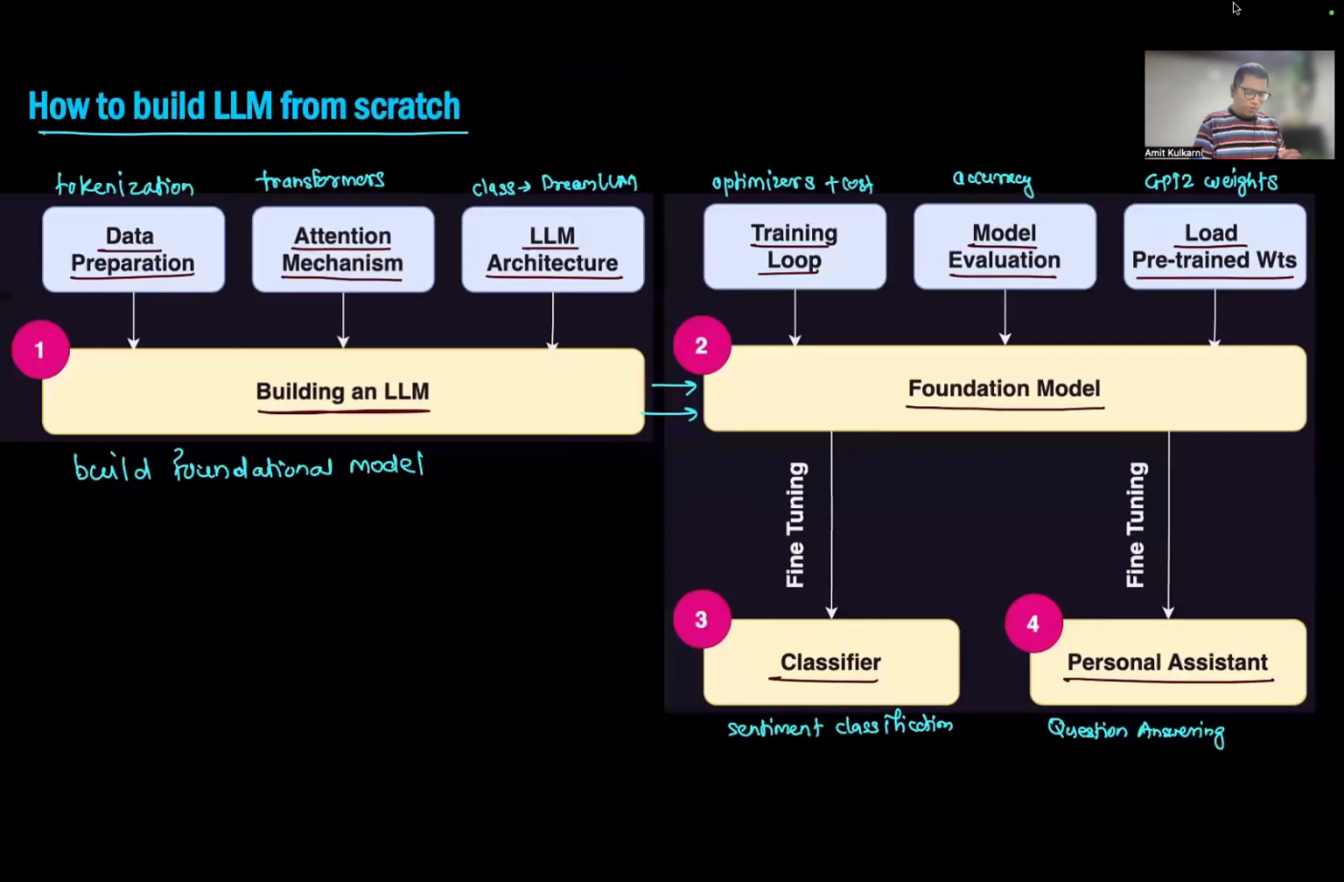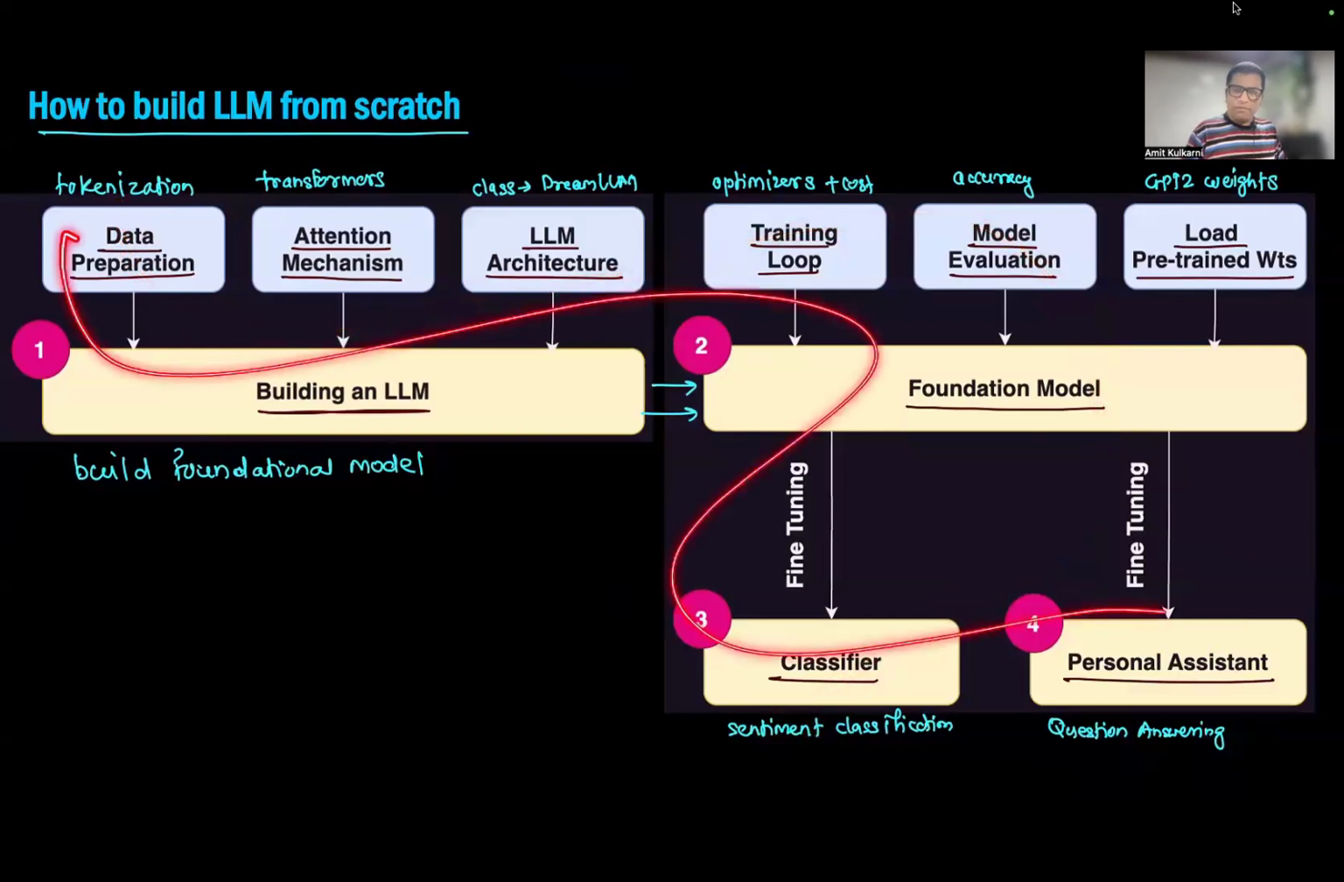And this is how your main GPT models are built. They created the foundational model based on these things, and then they fine-tuned it for personal assistance. That's why you can ask a question and get answers from them. This is the path that we have to walk on for the next maybe 4 to 5 weeks. So this is what we will be building.